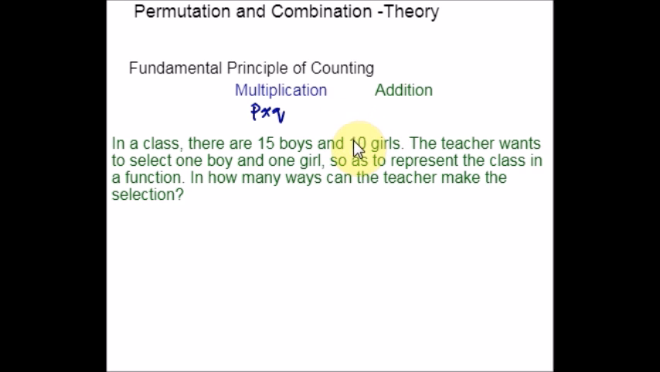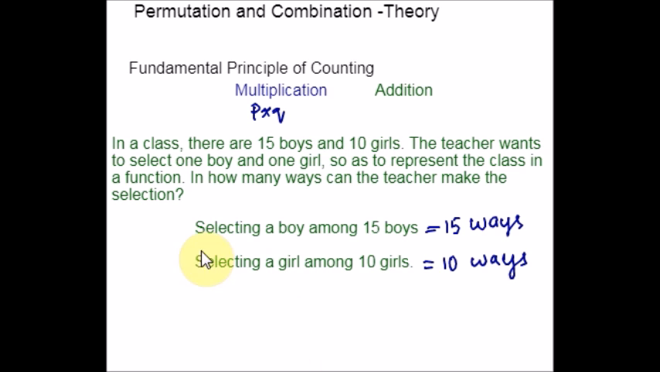By the fundamental principle of multiplication, we just multiply the number of ways for each of the tasks. So 15 times 10 is equal to 150. This is the first task, second task, the number of ways to complete task 1, the number of ways to complete task 2, and by the multiplication fundamental principle of counting, we just multiply. By the fundamental principle of multiplication, the total number of ways is 150. Hope you're clear with this concept, multiplication.